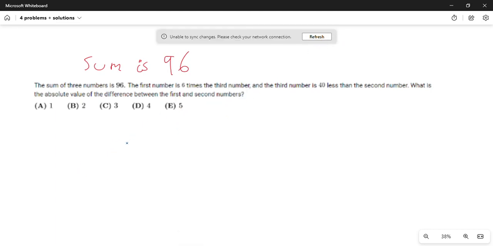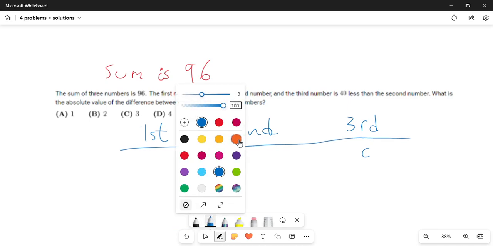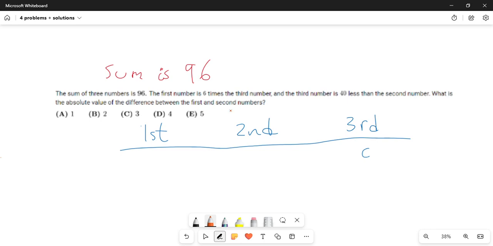So the thing we could do first is that we have the first number here. We can call it the first number, and then the second number here, and the third number here. Okay, let's call the third number C. And then, I'll use a different color. We're told that the first number is 6 times the third number, and then the third number is 40 less than the second number. So the second number should be 40 more than the third number.